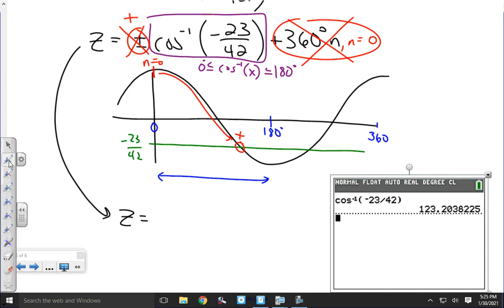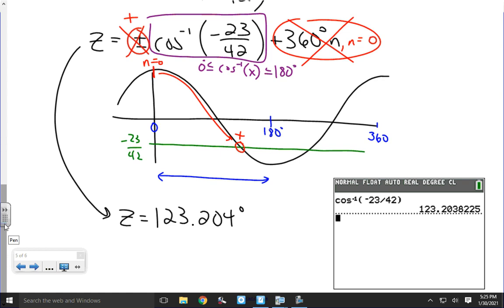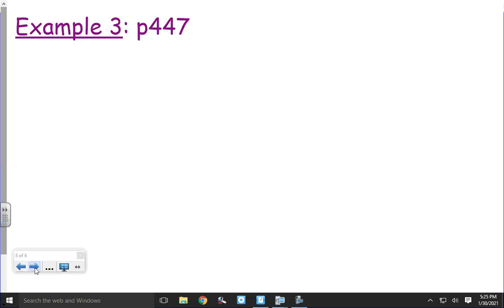All right, so 123.204 degrees. There's our value for Z. That was the measure of the largest angle, which is what they asked us for there. All right, let's look at one last example here.